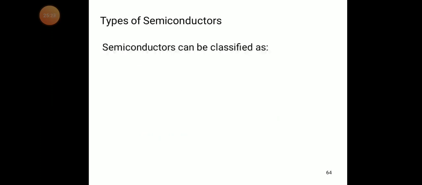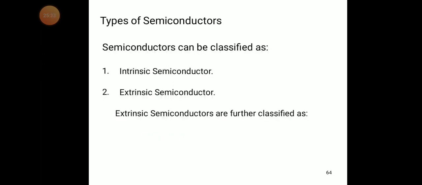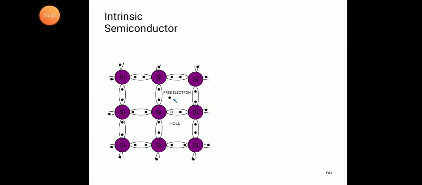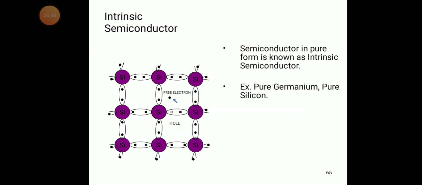Now we try to discuss the types of semiconductors. We already said the semiconductor can be classified as intrinsic semiconductor and extrinsic semiconductor. Again, extrinsic semiconductors are further classified as N-type and P-type semiconductors. First one is the intrinsic semiconductor. The semiconductor in pure form is known as an intrinsic semiconductor. Pure germanium and pure silicon are called intrinsic semiconductors.